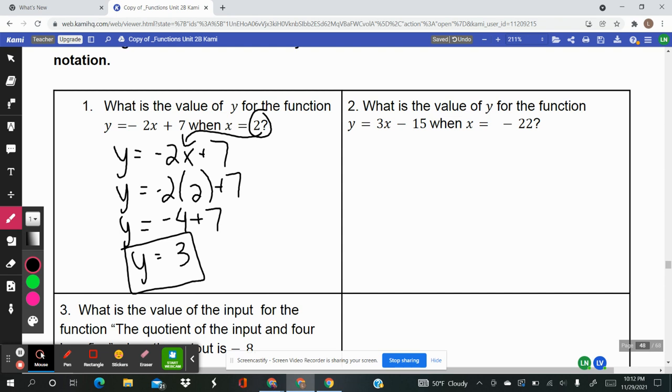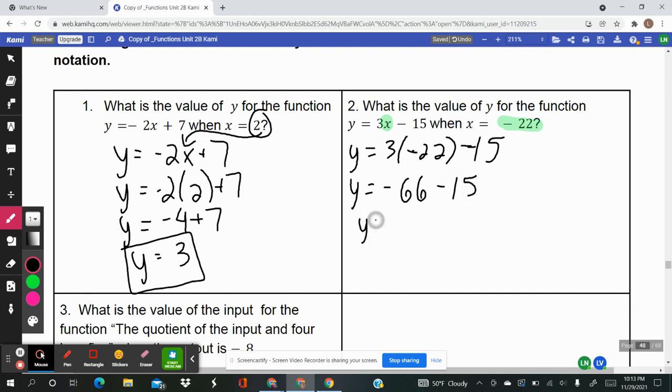Let's try number 2. What is the value of y for the function y equals 3x minus 15 when x equals negative 22? Well, this time, instead of x, I'm going to put in a negative 22. Y equals 3 times negative 22 minus 15. Now, if you're wondering if you can use a calculator, yes, you can. 3 times negative 22 gives me negative 66 minus 15. Negative 66 and 15 are both negative, so that means I'm going to have a bigger negative, so it's negative 81.